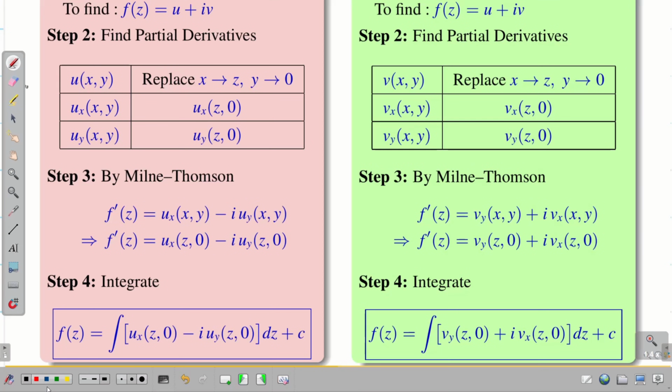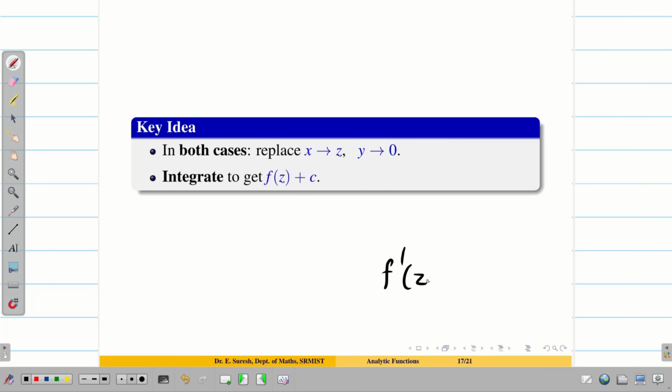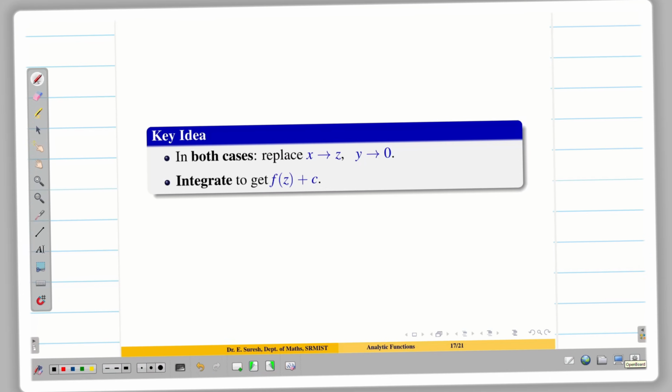So once step 3 is done, we have to integrate this f dash of z to get the analytic function f of z. So the key idea here is, in both cases, x is replaced by z and y is replaced by 0. And finally, we have to integrate the f dash of z on both sides to get f of z. Now let us move into a simple problem.